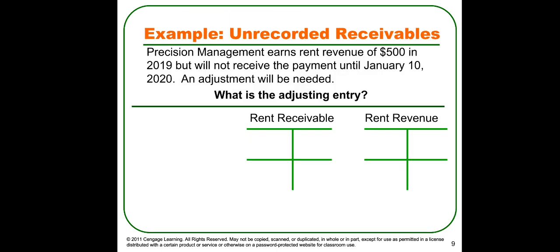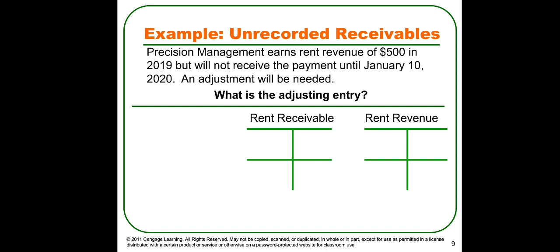Okay, this is the first type of adjusted entry, which is unrecorded receivables. See here how to do an adjusted entry for unrecorded receivables. First, Precision Management. This is a business. Precision Management earns rent revenue of $500 in 2019, but will not receive the payment until January 10, 2020. An adjustment will be needed.